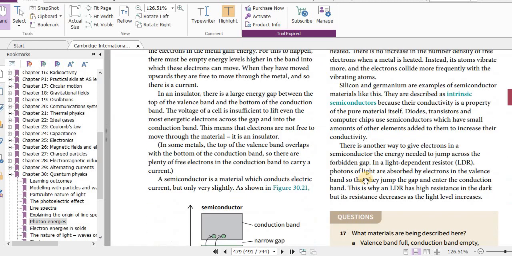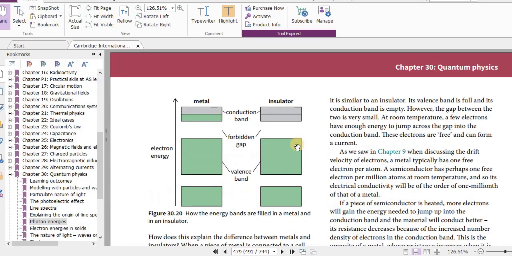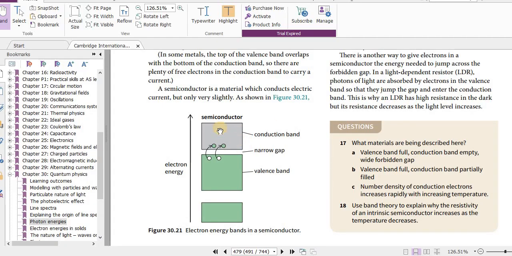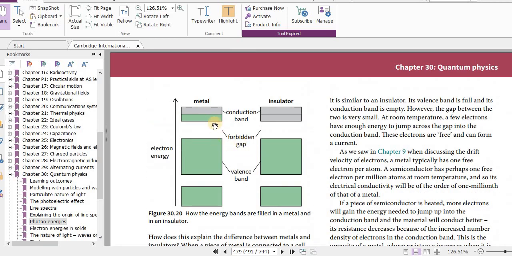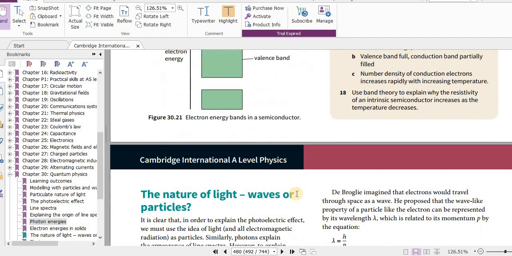And then, here you can see the semiconductor. Now see, metal, insulator and semiconductor. The electrons in the valency band can go to the conduction band, and you can see that the gap between them, that is the forbidden gap, is very small. But here you can see it's quite large. Narrow gap, valency band, electron energy bands in a semiconductor.